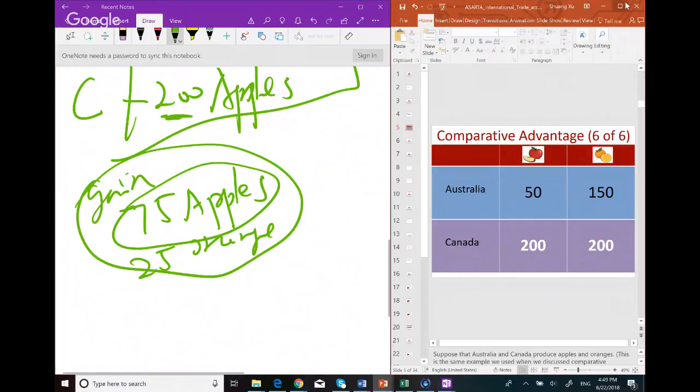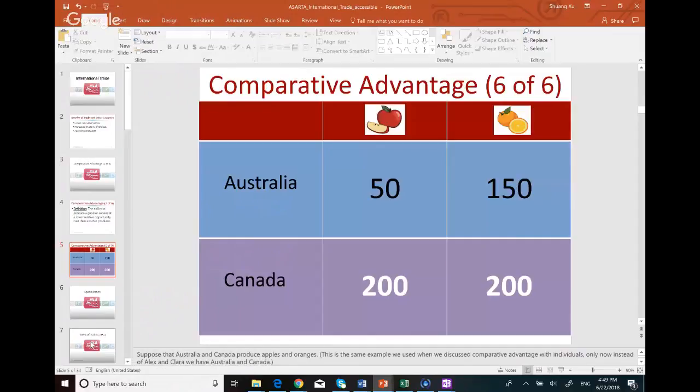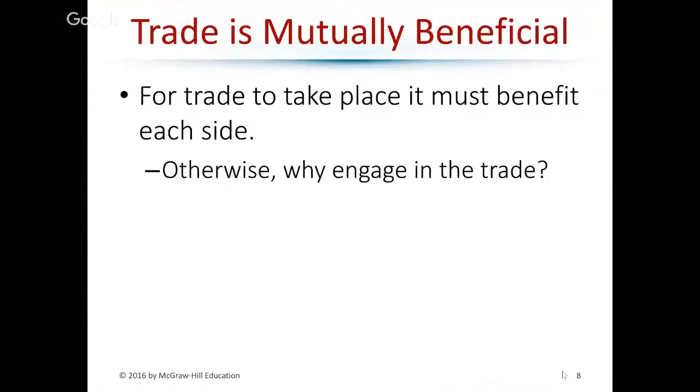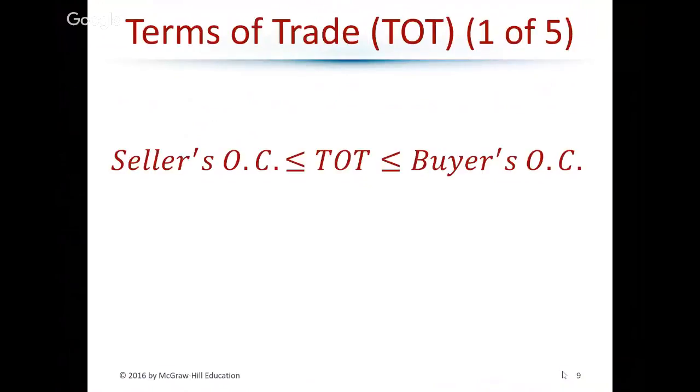All right, and then there's also something called the terms of trade. So let me show you what that is. Terms of trade says the seller's opportunity cost for the good must be less than or equal to the terms of trade, and also less than or equal to the buyer's opportunity cost of the good. Guys, think of the terms of trade as the price of the good. So for this price, how would I make it work?